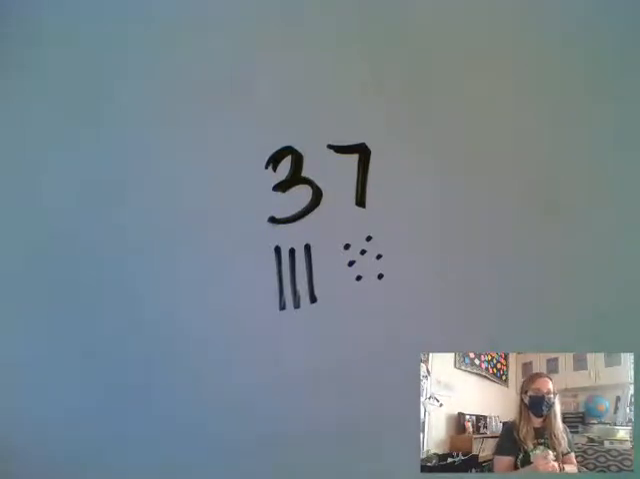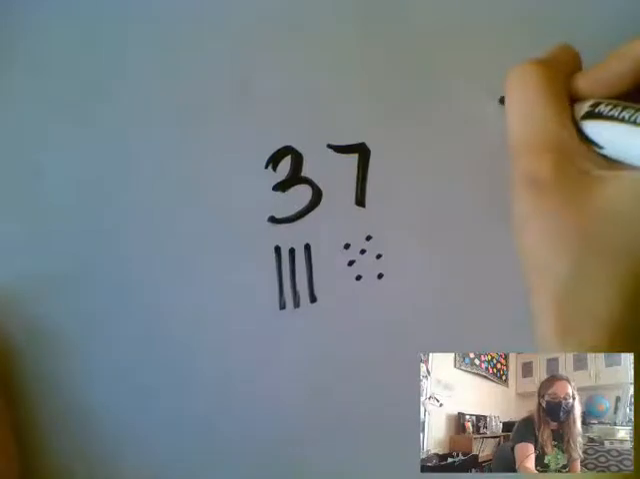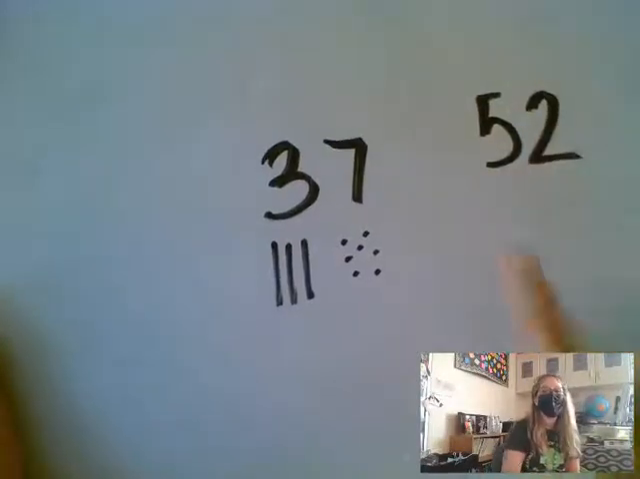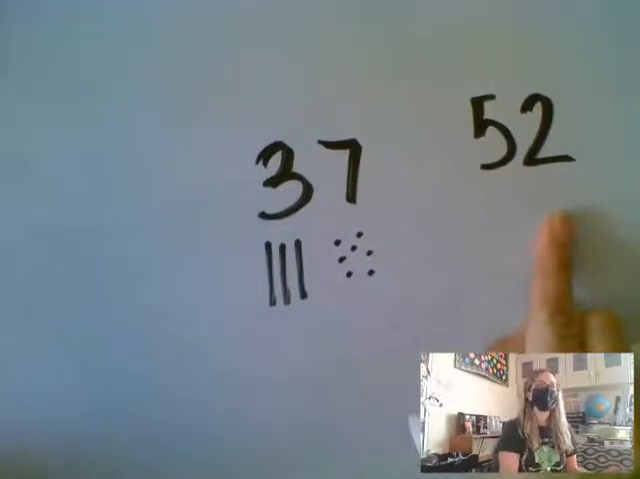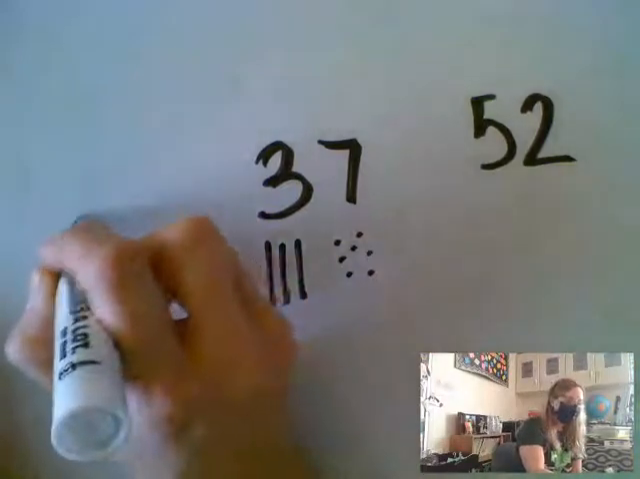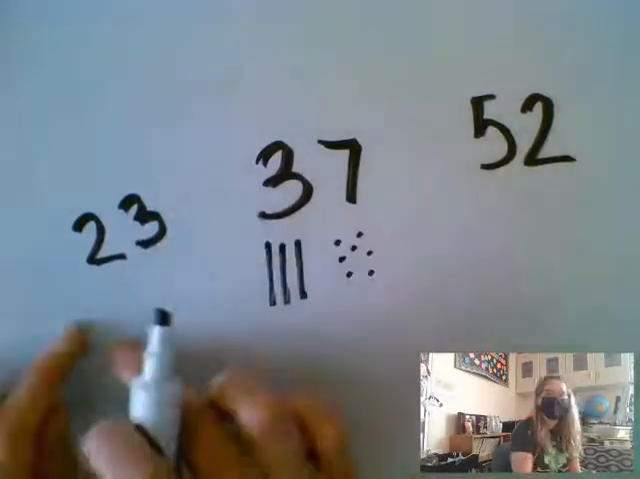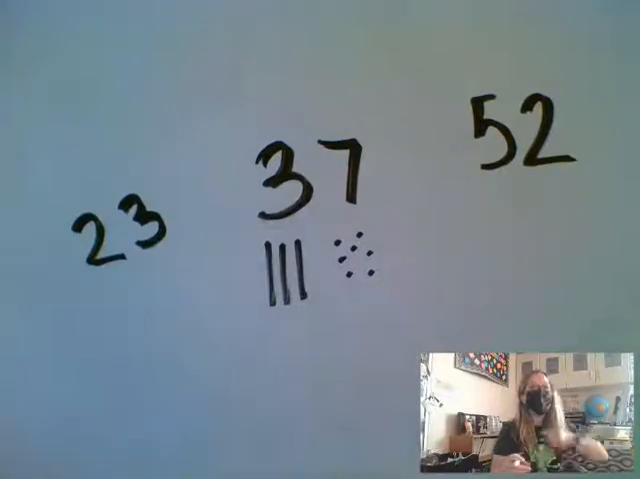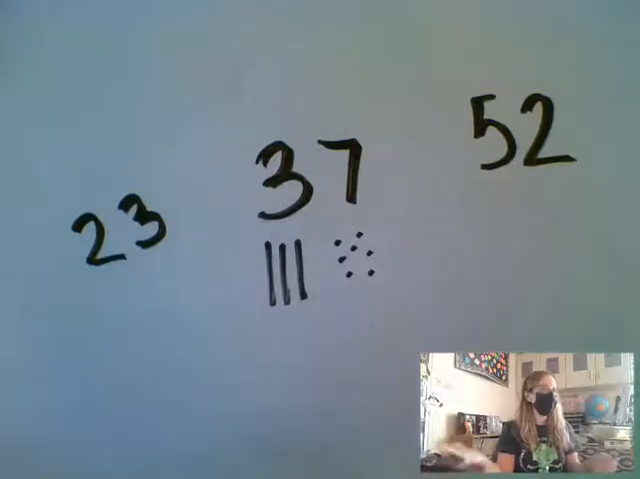In fact, I could give you any double-digit number, and you could tell me 5 tens, 2 ones. I could do this one, and you could tell me 2 tens, 3 ones, because by now you've become experts on that. So then we started talking about, well, what happens if I add 10 more?